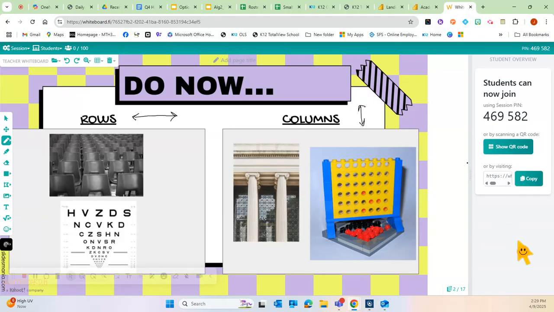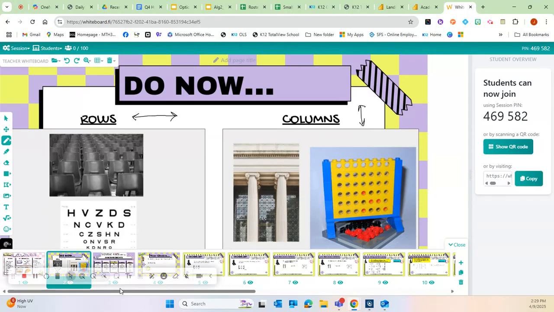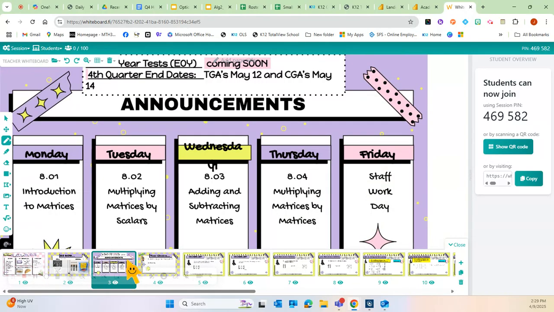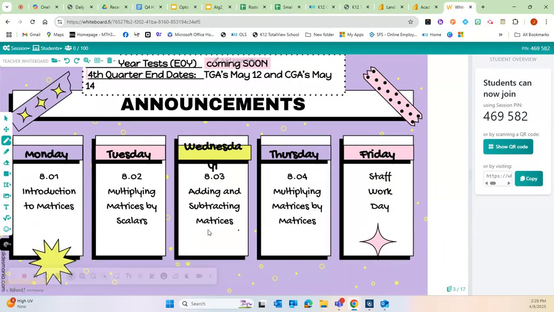So when we talk about matrices, one of the first things we talk about is rows and columns, and we'll get to that in just a second. This is April 14th, 15th, 16th, 17th, and 18th. We start a new unit this week covering matrices. 801 is Introduction to Matrices. 802 is Multiplying a Matrix by a Scalar. And 803 is Adding and Subtracting Matrices.